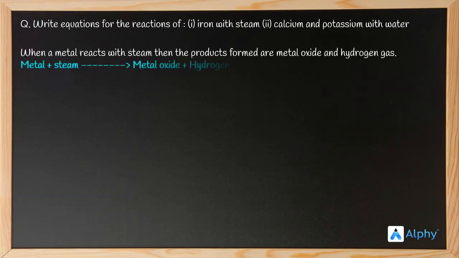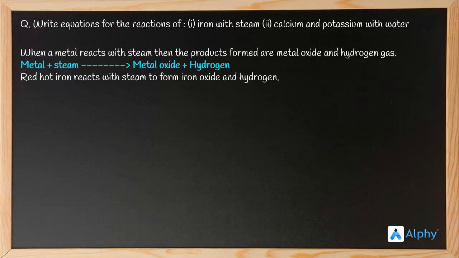Metal plus steam forming metal oxide plus hydrogen. This is just a generalized reaction, and we can memorize it as metal plus steam forming metal oxide plus hydrogen. Red hot iron reacts with steam to form iron oxide and hydrogen. This is how iron actually reacts with steam, and the reaction looks like this: Fe plus H2O forming Fe3O4 plus H2.